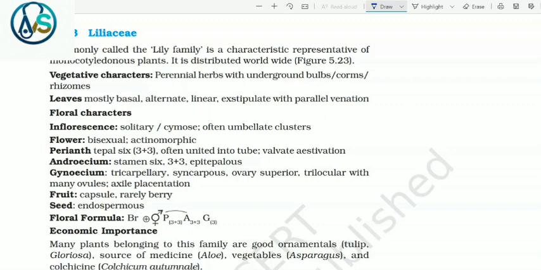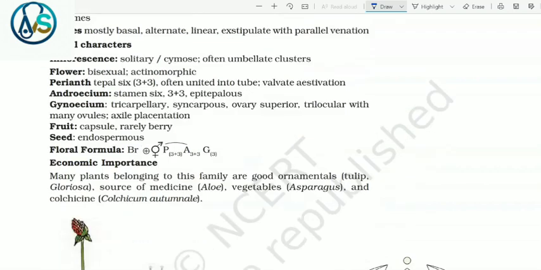It is distributed worldwide. Vegetative characters: perennial herbs with underground bulbs, corms, rhizomes. Leaves mostly basal, alternate, linear, exstipulate with parallel venation. Floral characters: inflorescence solitary, cymose, often umbellate clusters. Flower bisexual, actinomorphic. Perianth: tepals 6, 3+3, often united into a tube, valvate aestivation.